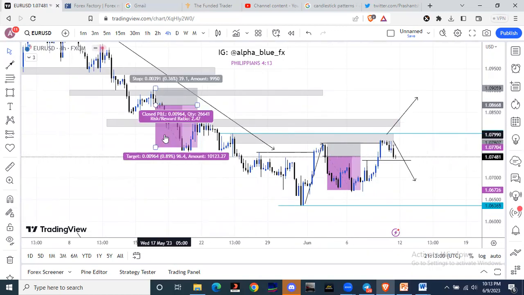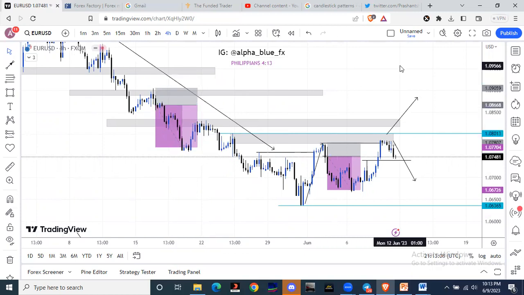So this one is candlestick patterns. I told you that there are a lot of them, very plenty.